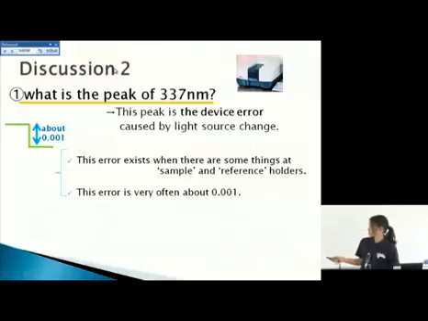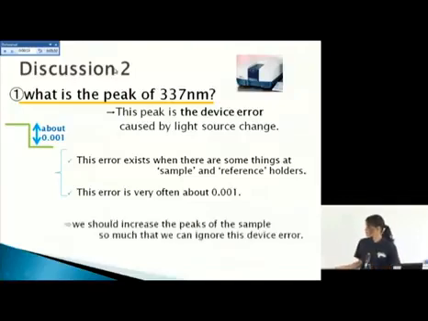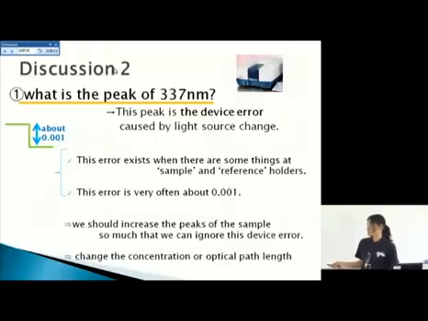This error exists when there are some things in the sample and reference folders, and this error is very often about 0.001, so we should increase the peak of the sample so much that we can ignore this device error. So we should change the concentration or optical path length in order to increase the peak of the sample.